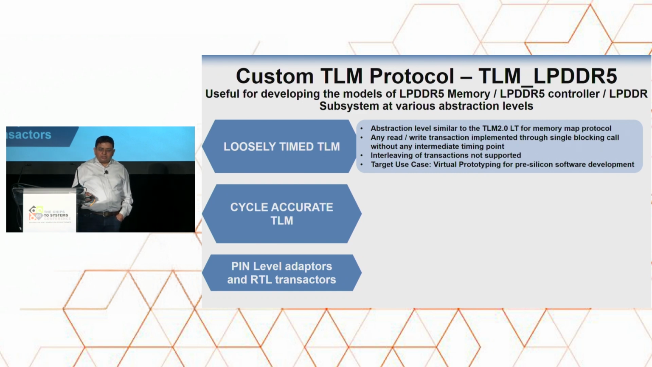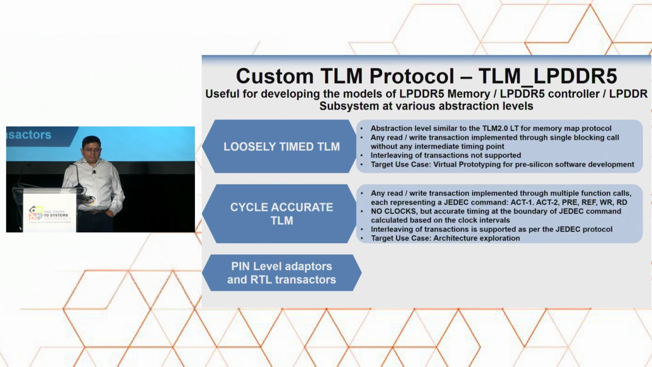The target use case for this is the virtual prototyping for pre-silicon software development, so that the simulation model for this will be very fast. It will not be accurate, but it will be very fast that way. And it's good enough for the use case when we are developing a model for virtual prototyping for the embedded software development. But for other use cases, we have to create a more accurate model.